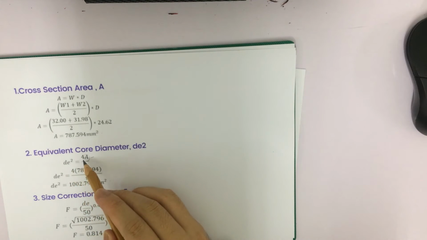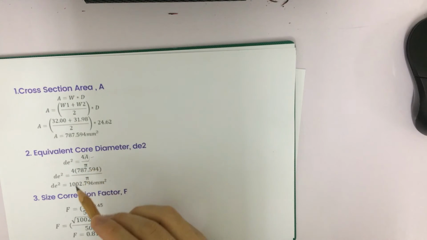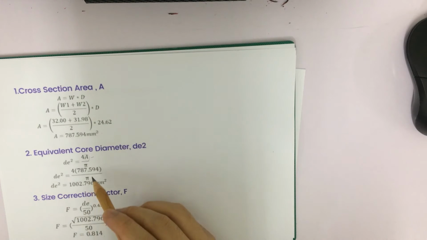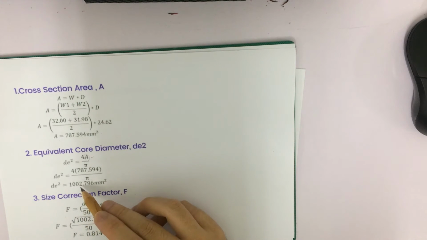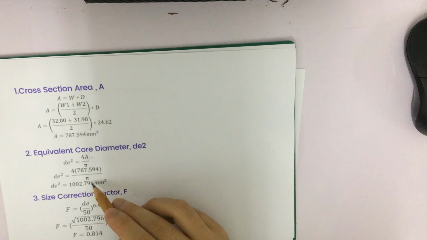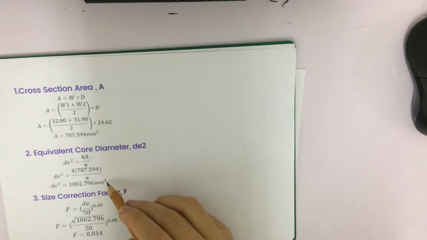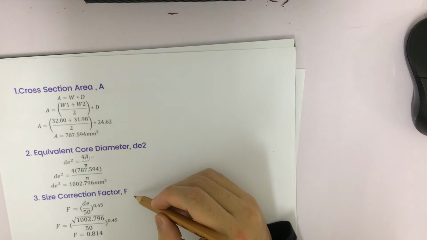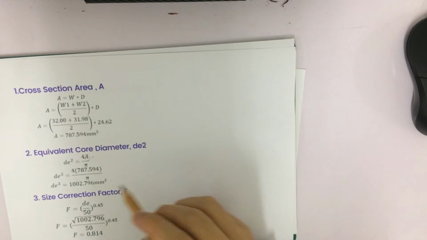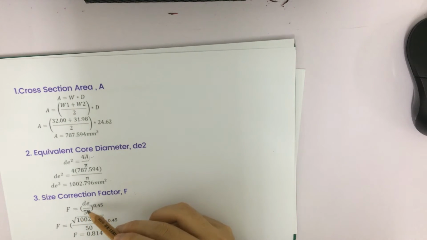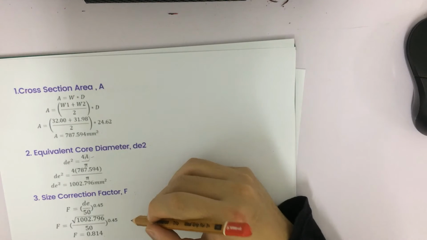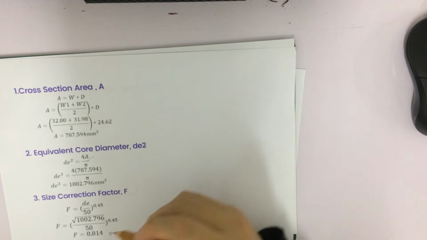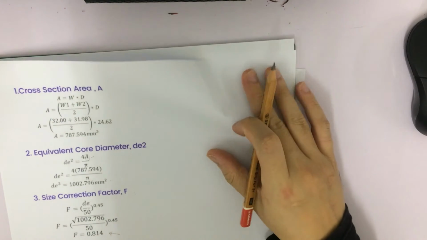And then, from the previous formula, we borrow A to find equivalent core diameter DE square. DE square is equal to 4A over pi. DE square then will be 1002.796 millimeter square. From that we can find our size correction factor F. F is equal to DE over 50 to the power of 0.45. After using this formula, we get that our F is 0.814.